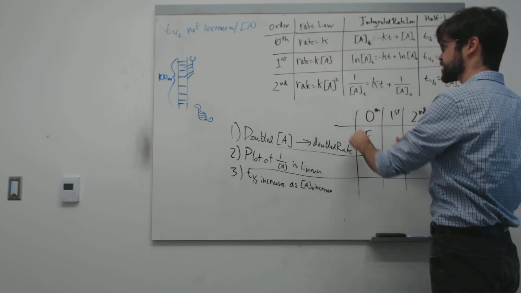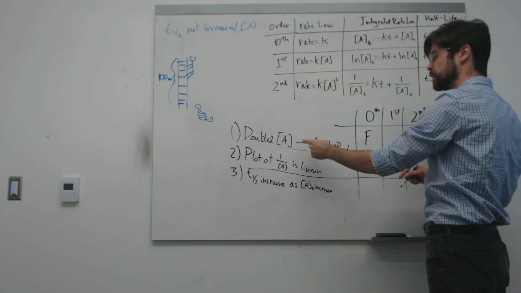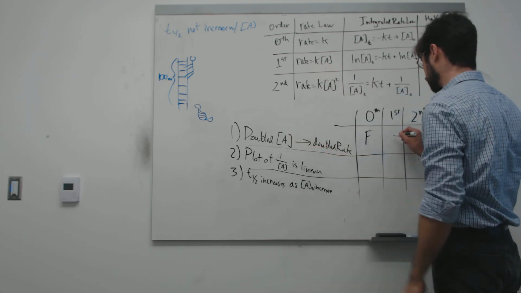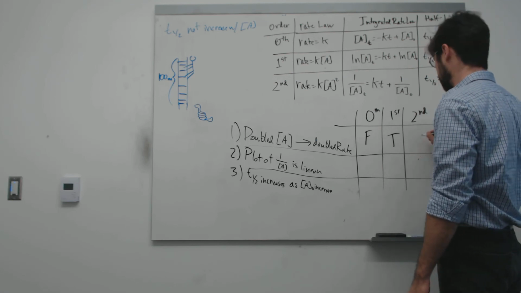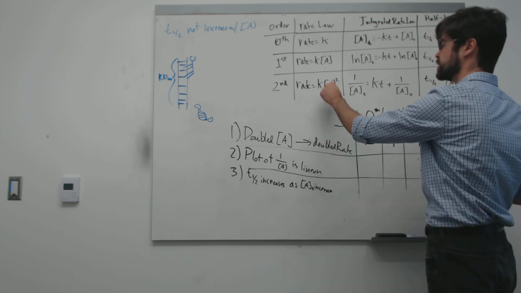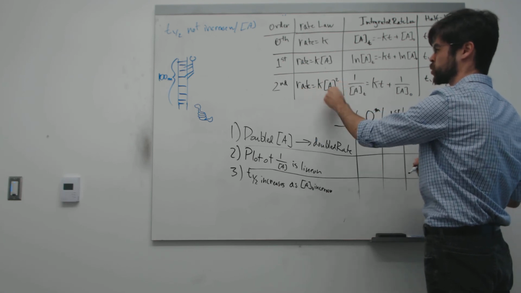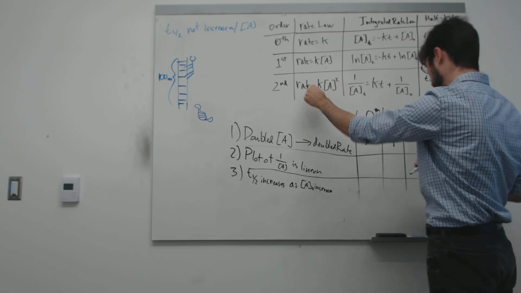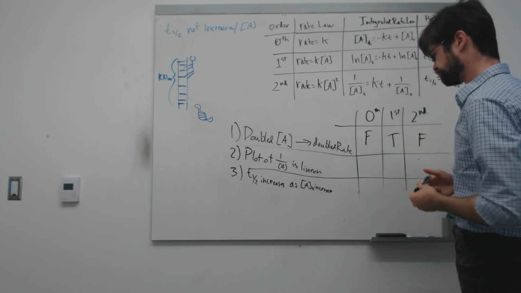For a 1st order reaction, the rate and the concentration are linearly proportional. So doubling the concentration should double the rate. That should be true. For a 2nd order process, that will be false because the rate goes as the concentration squared. So if you double the concentration, you actually increase the rate by a factor of 4, so you quadruple it.